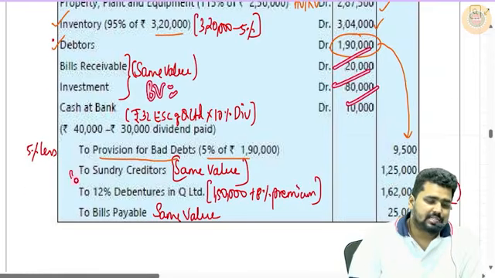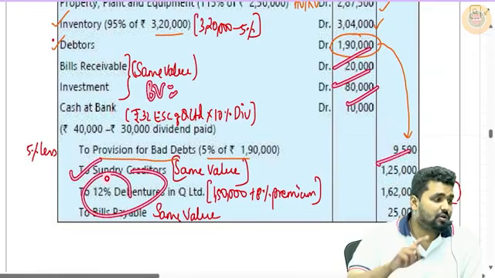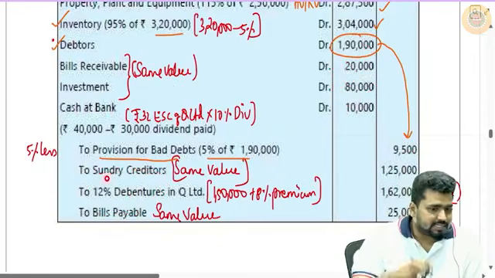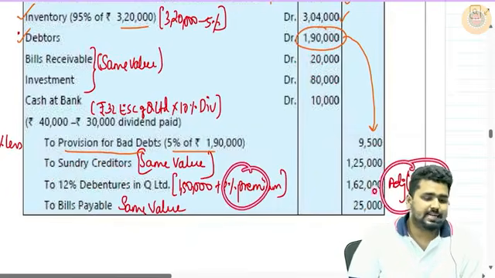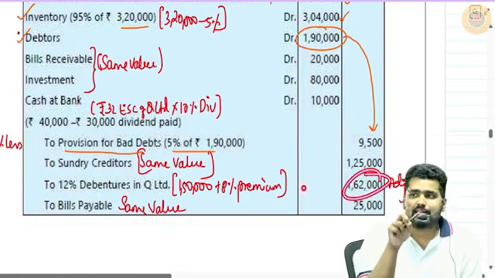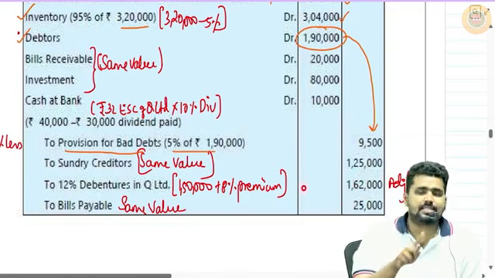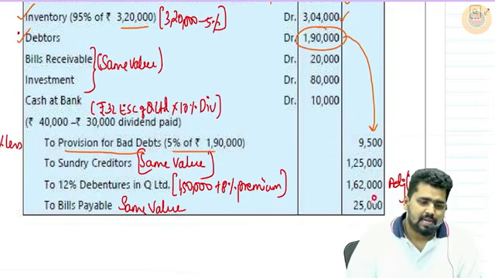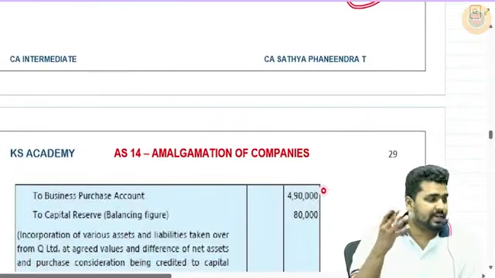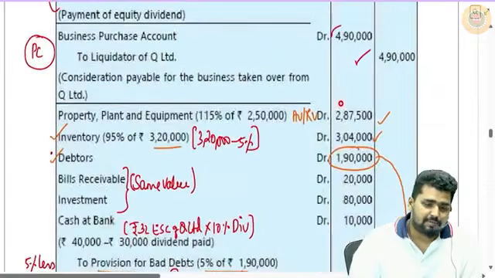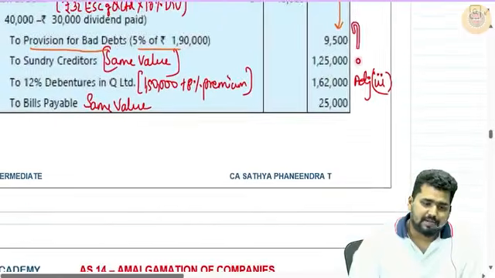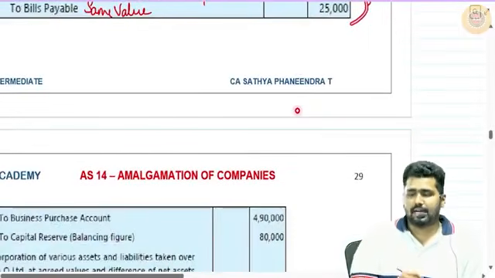Creditors also, take the same value. Debentures, they told 8% extra premium as per adjustment number 3. Adjustment number 3, 8% premium. So 150 plus 8% is the agreed value, because it is amalgamation in the nature of purchase. That's why agreed value you are taking. And bills payable, since they did not say anything, I'll take the book value as the agreed value.